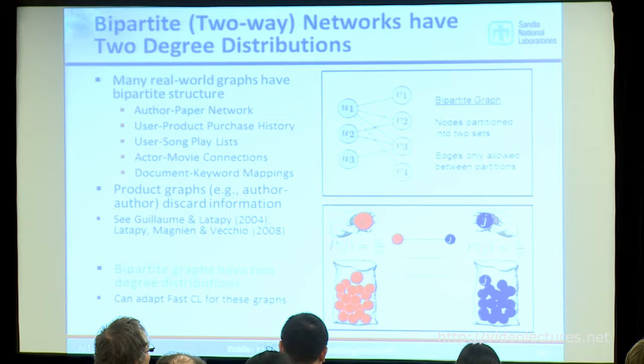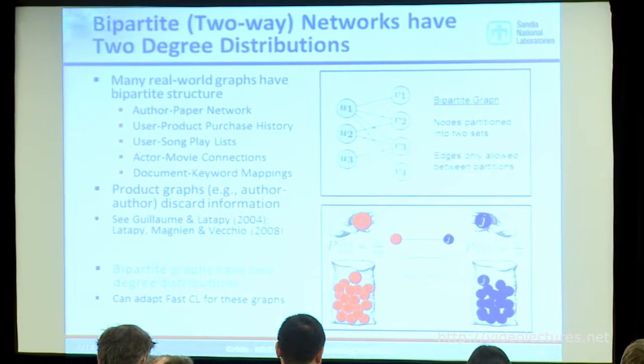In fact, 2 nice surveys are shown here. They both have Lattapy as a co-author, and these are really rich sources on bipartite graphs. If we start thinking about modeling them, one thing you should notice is they have 2 degree distributions. I should say what a bipartite graph is. You have two partitions of the nodes. In this picture, there are blue nodes and gray nodes. You cannot have an edge between two nodes in the same partition, two nodes of the same color. You can only go across. So you can have authors linked to papers, but you can't have authors linked to authors in the bipartite graph.